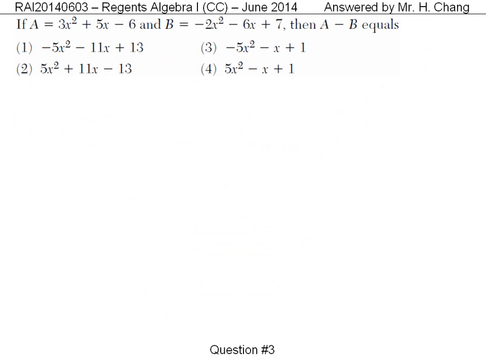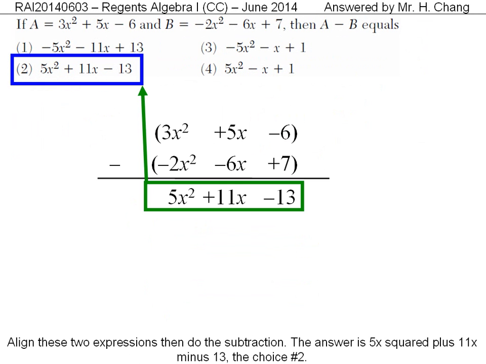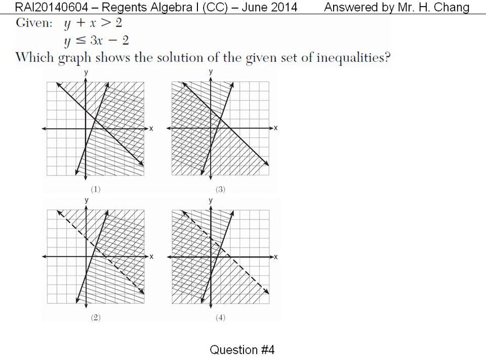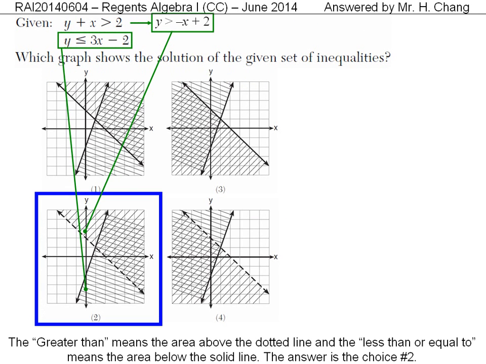Question number 3. Align these two expressions, then do the subtraction. The answer is 5x squared plus 11x minus 13, choice number 2. Question number 4. The greater than means the area above the dotted line, and the less than or equal to means the area below the solid line. The answer is choice number 2.